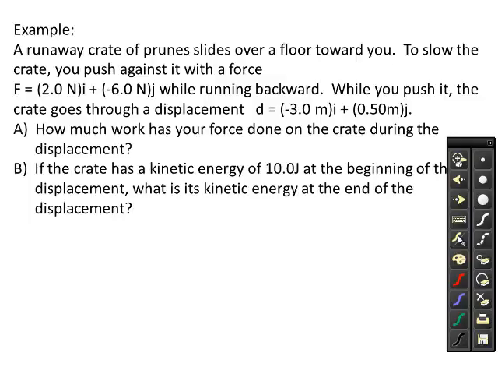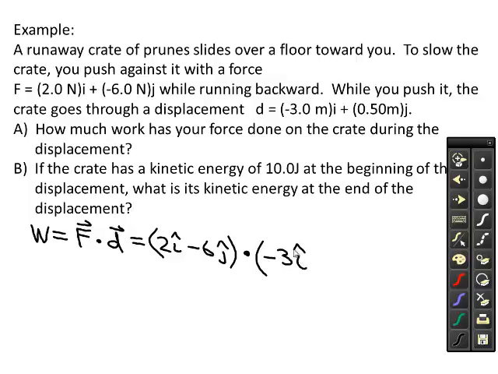So here's the deal. Work is going to be the dot product of these two. So it's going to be 2 i hat minus 6 j hat for the force. And forgive me for dropping the units here. I'm just going to make an illustration to show you what you do in a case like this. I'm dotting this with negative 3 i hat plus 0.5 j hat meters. If it really bothers you, put newtons here, meters here. Life is good. We've got units.